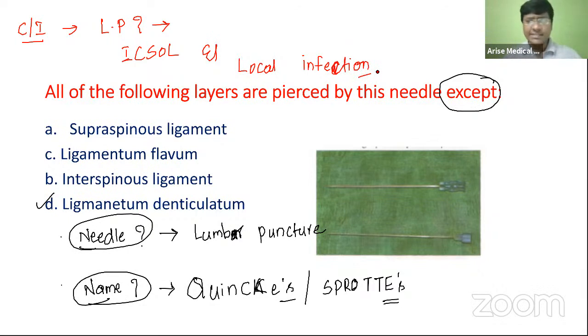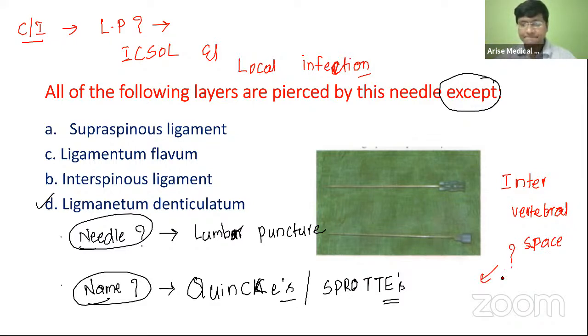Now, can anyone tell me into which intervertebral space we will pierce the needle? What is the site of lumbar puncture? The site of lumbar puncture is in between L3 and L4. Very good, Sesi Murugan. It is not L2, L3. It is not L4, L5. It is in between L3 and L4. That is the site where we do the lumbar puncture, right?